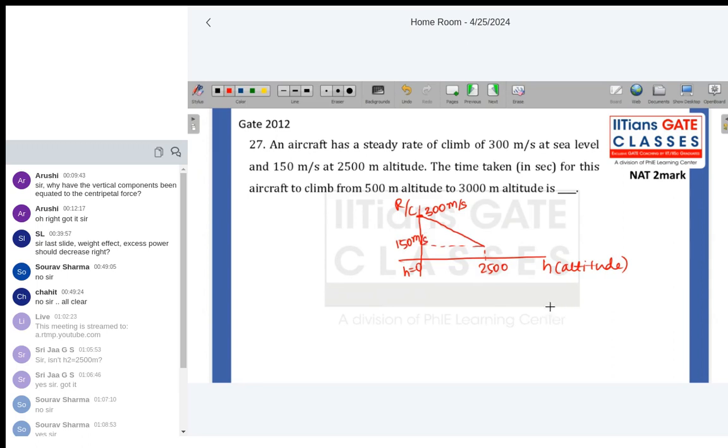We know the straight line equation, y equal to mx plus c. Here y is nothing but rate of climb, m is the slope, which is negative here, x is nothing but the altitude, and c is the value of y at 0 kilometer.